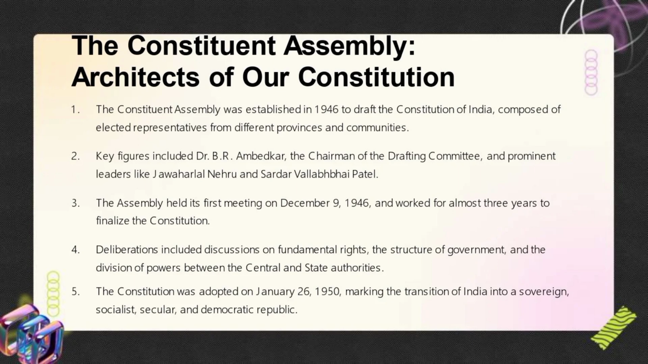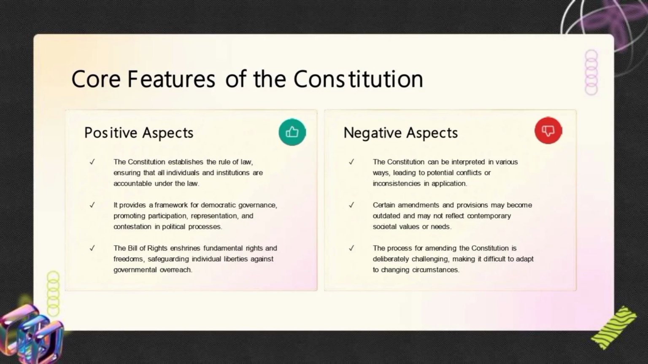The Assembly held its first meeting on December 9, 1946 and worked for almost 3 years to finalize the Constitution. Deliberations included discussion on fundamental rights, the structure of government, and the division of power between central and state authorities. The Constitution was adopted on January 26, 1950, marking the transition of India into a sovereign, socialist, secular, and democratic republic.